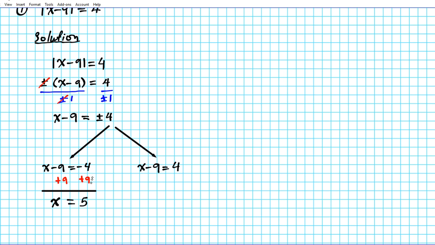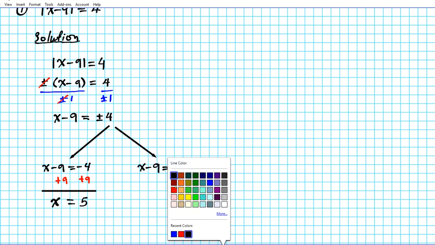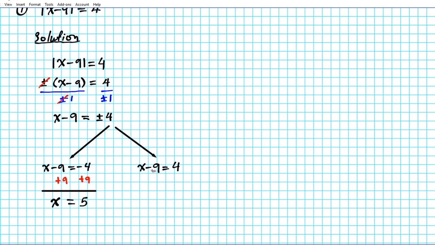Remember, the signs are different, so you subtract and keep the sign of the bigger, which is positive 9. Alright, so that's one answer. Now let's take a look at the positive side. Here we're going to get rid of positive 9, so we use the inverse operation. We add 9 to both sides of the equation. When we add 9 to both sides, we end up with x equals, so minus 9 plus 9 does cancel out. 4 plus 9 is 13. So your solutions are the set containing elements 5 and 13. Answers to question number 1.